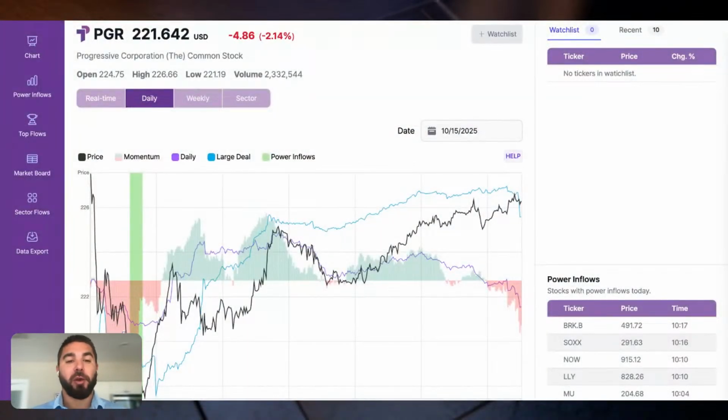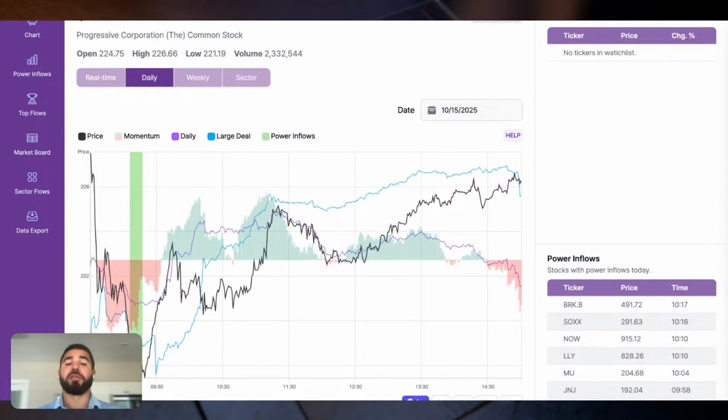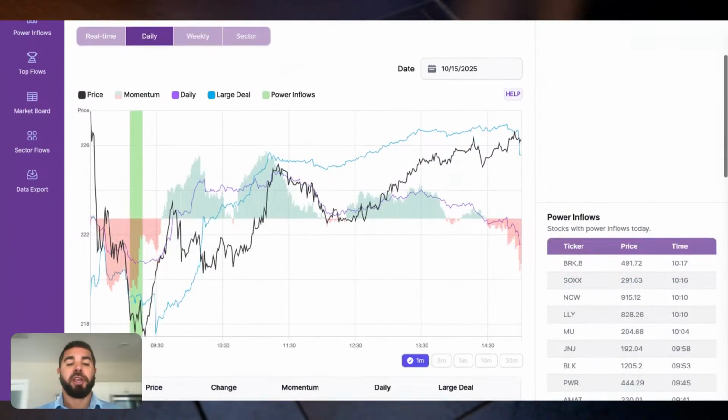So here we go. What you're looking at here is the symbol PGR, Progressive Corporation, from yesterday, October 15th. What you're looking at is all the activity from yesterday's trading day, from market open to market close. I'll go over some of these data points to help illustrate what we're looking at and really help drive home the point of what order flow analytics can do for you. This black line is the stock price throughout the day that we track minute by minute and provide in real time. So again, that's the black line there.